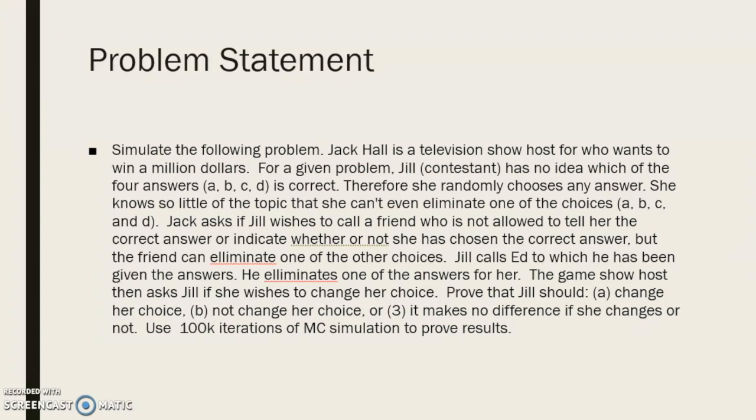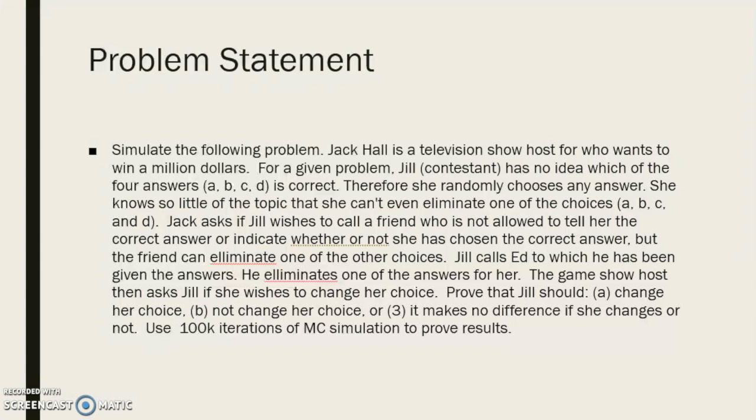So one option for her is to call a friend, who is not allowed to tell her the answer but can help her eliminate one of the choices. So Jill calls Ed, who has been given the answer, and he eliminates one of the answers for her. So there are three options for Jill to choose.